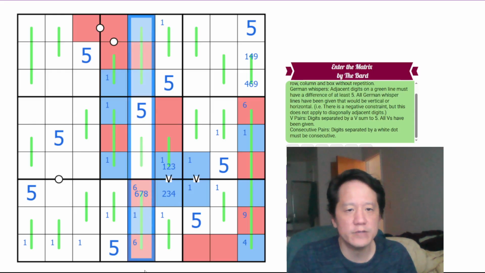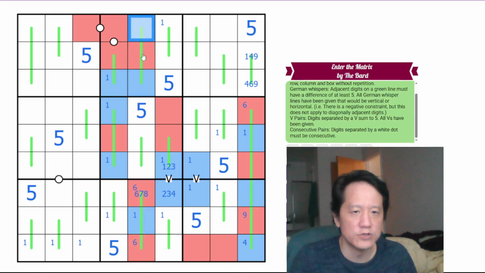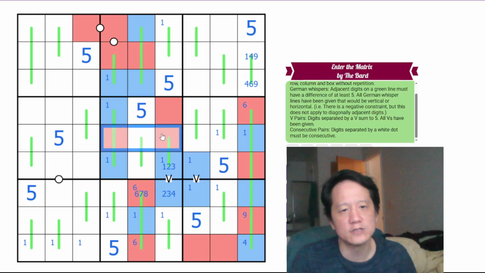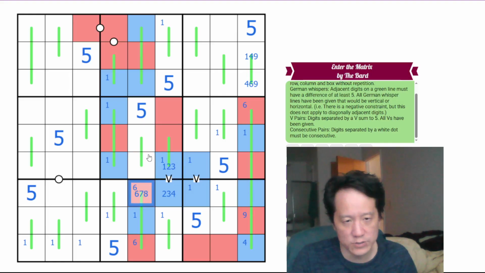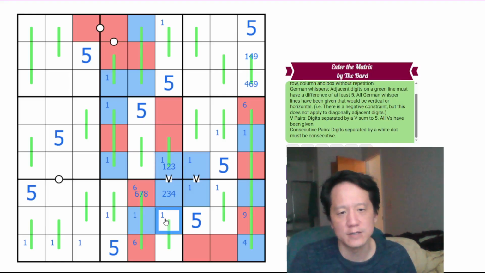Then in column 5, again, it can't be here because that's 2 unique digits that it's not next to. Can't be here because then the 1 would have to be here, but then if this was 1, it's next to 2 high digits without a German whisper line. Same here. If this is 1, it's next to a high digit without a German whisper line connecting them. Therefore, this always is 1. This can't be 1 here.